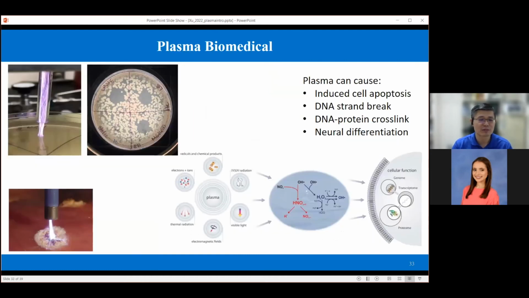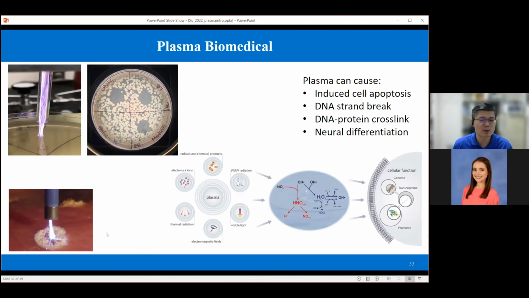Now, that was using plasma to treat things that go into living creatures. Now we can use plasma to directly treat living creatures. Plasma biomedical applications generally go into two forms. One is sterilization. Here is a plasma jet treating a plated petri dish, essentially showing that the plasma can sterilize surfaces to prevent growth of bacteria, fungi, and even viruses.